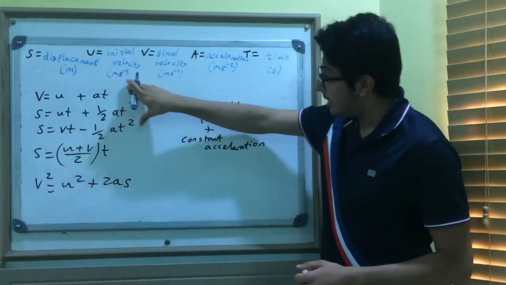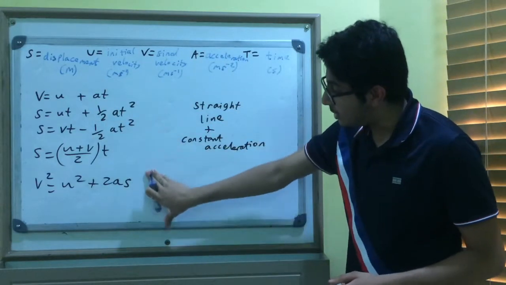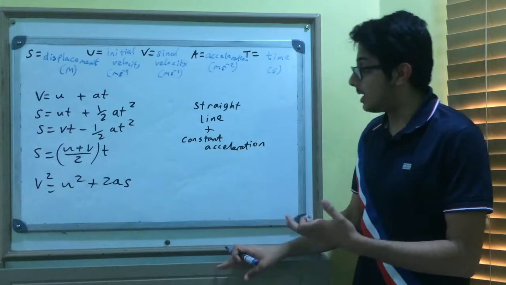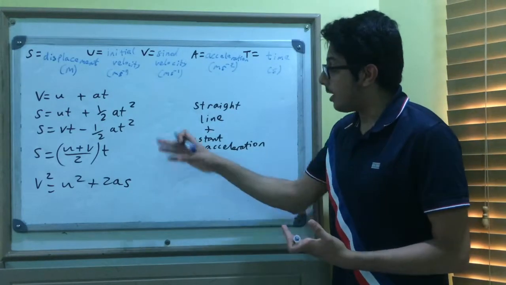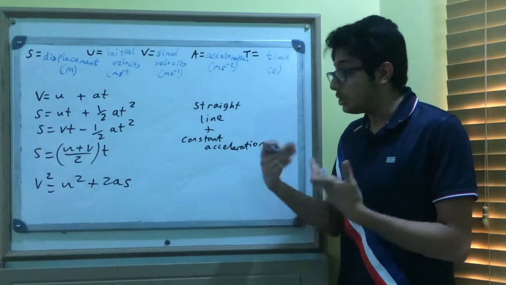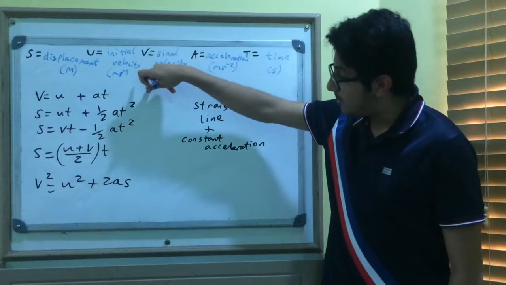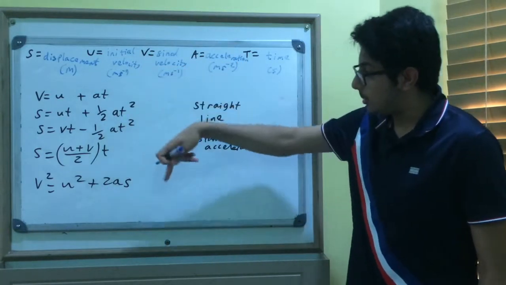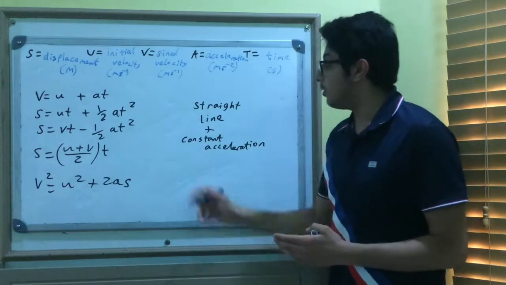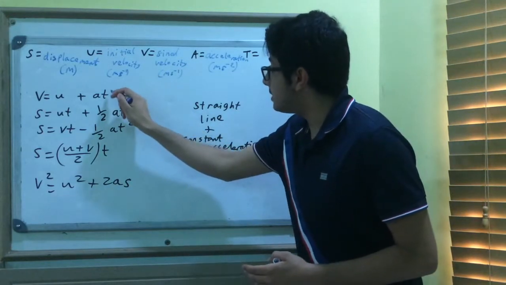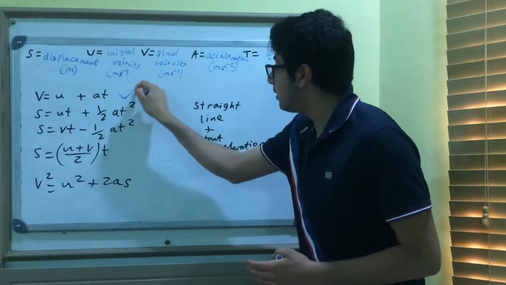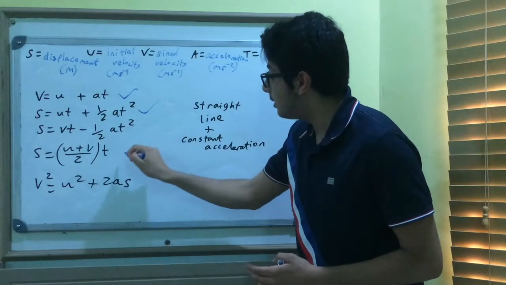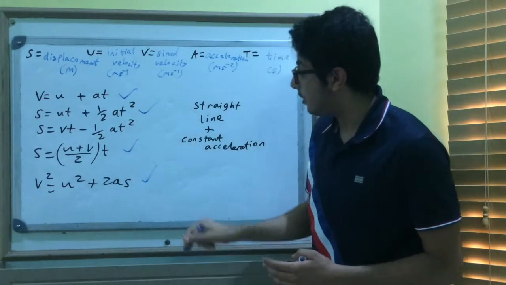Now these are the Suvat equations you need to know. Depending on your exam board or what exam you're taking, you either have to memorize them or they'll give them to you in a sheet. So V is U plus AT, and S is and so on. The common ones you need to know are this one, this one, this one, and this one.